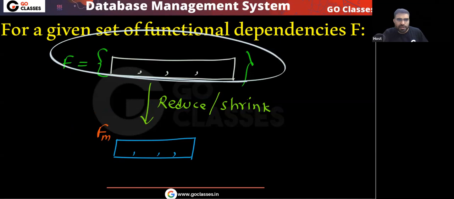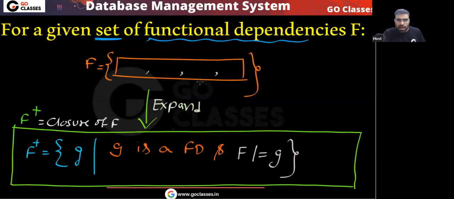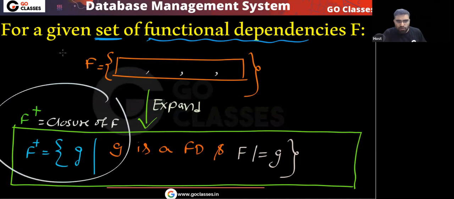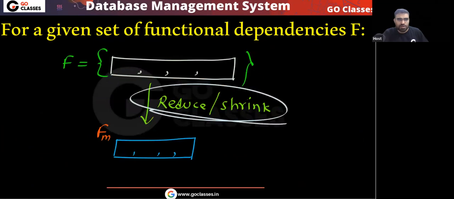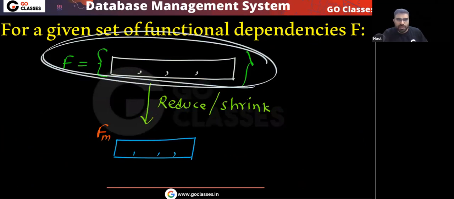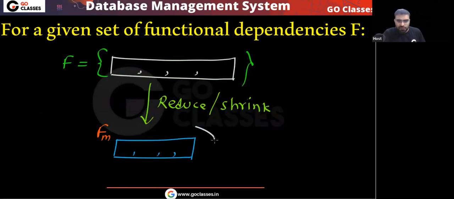This set of functional dependencies you have, either you can expand it, and if you expand, you will get the closure of F. This closure of F will contain all the FDs which you can derive from F. Very simple. Now, the other direction: instead of expanding, we can shrink, we can reduce. Then we will get a set of functional dependencies, and we will call it minimal cover.